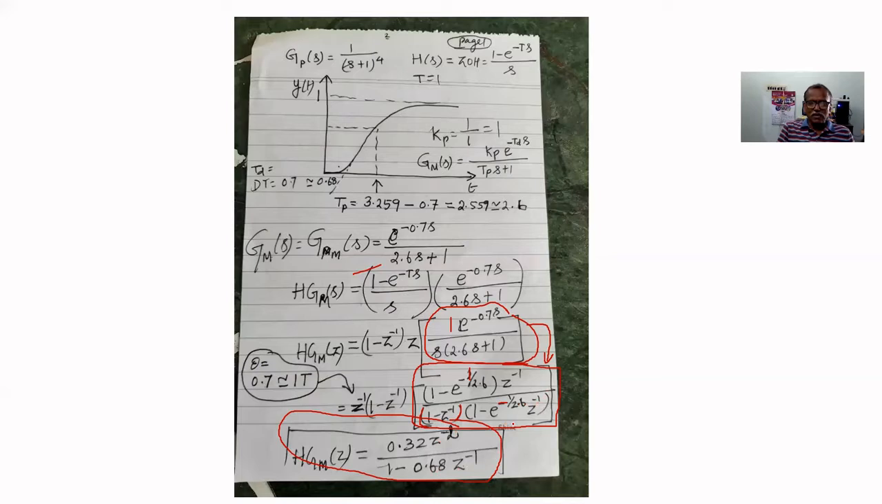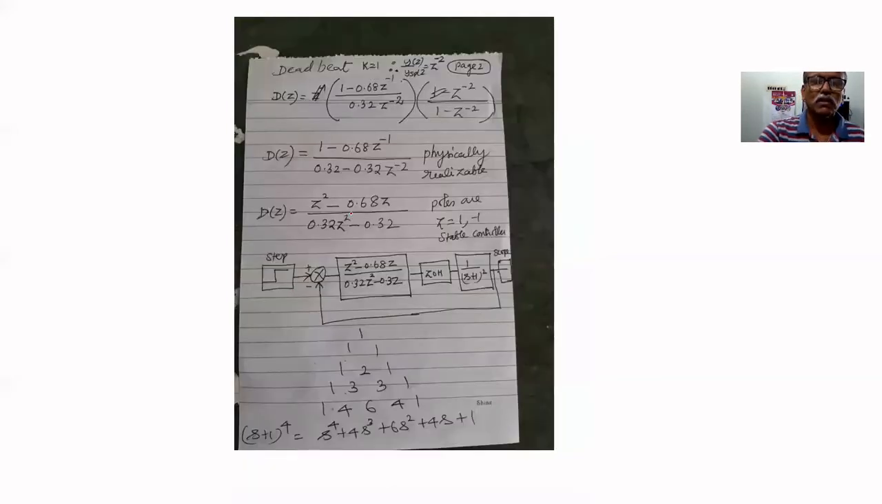Now we can design the deadbeat controller. What is a deadbeat controller? D of z equals 1 by HGP of z. Just now we got HGP of z, so the controller is the inverse of that, 1 by HGP of z. Then y of z by y set point of z.